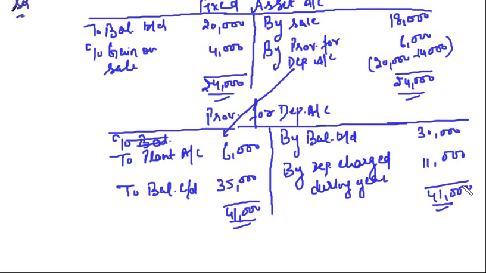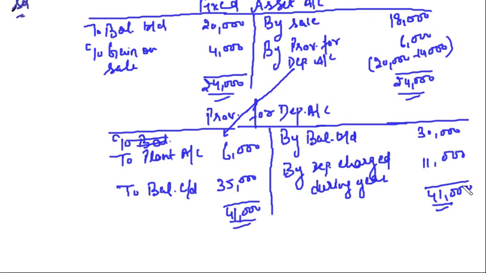How we reach the amount of 6,000, is it clear to you, friends? Right? 6,000 is the depreciation charged on plant over the years and that has been debited to the provision for depreciation account. Why? Because the plant was to be shown at cost in the books. Clear? I hope this much is clear to you.